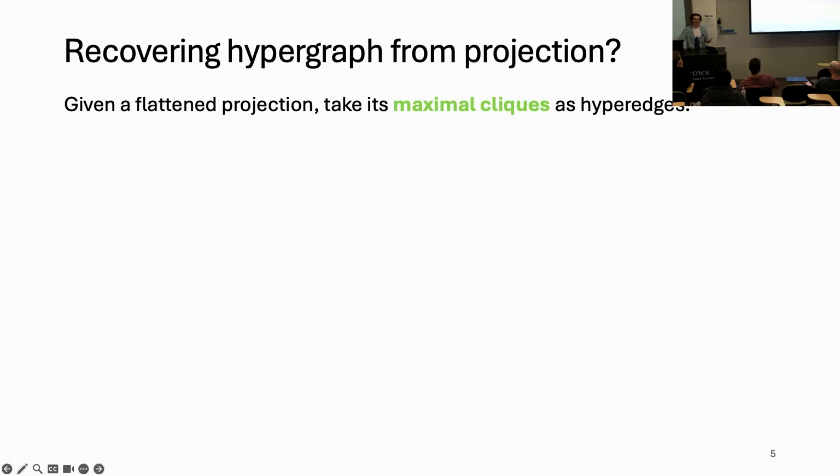So you might want to ask, can you recover the hypergraph from the projection? A lot of the early work in this area said, well, maybe if we just take the maximal cliques of the projection, that gives us an idea of what the hyperedges would have been, because hyperedges become cliques, so it seems kind of reasonable.